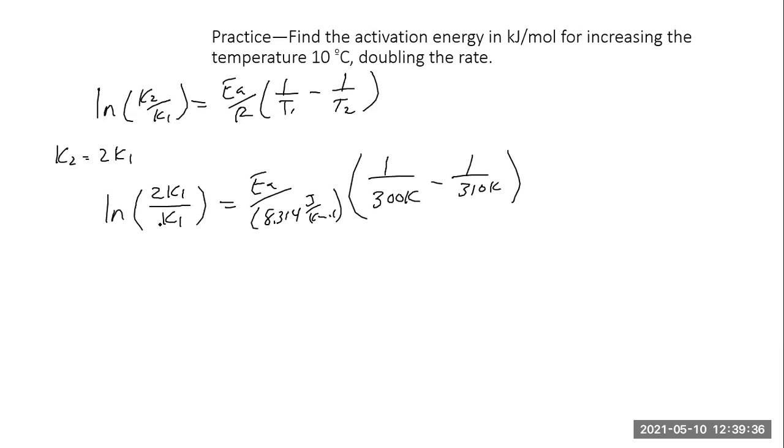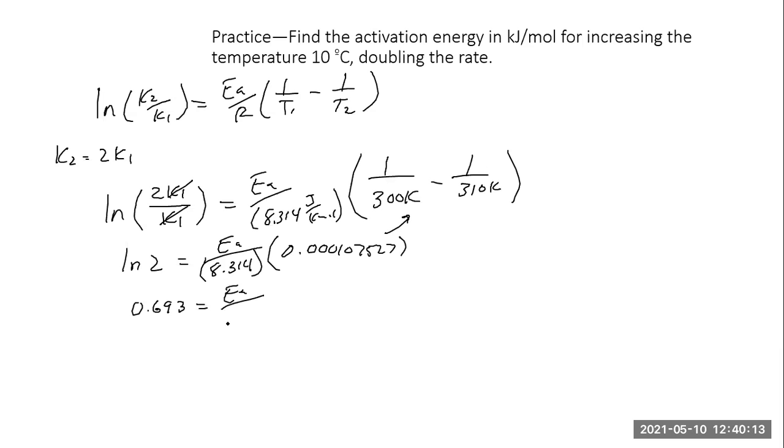Even though we don't know the numbers, they're the same on top and bottom, so they cancel out. That basically gives us the natural log of 2 is equal to E of A over 8.314 times, if I clean up what I've got going on in there, 1 divided by 300 minus 1 divided by 310, which is 0.00010757. At this point, natural log of 2, as we've seen a number of times, is that 0.693 number, equal to E of A over 8.314. And of course, our number over here.